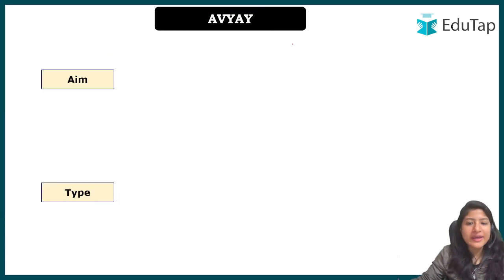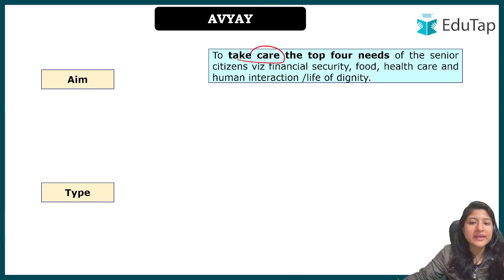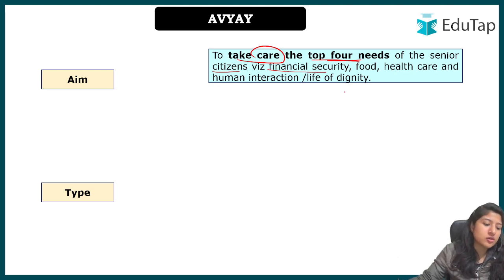So what is the aim? The aim we have already understood, that is to take care. Now if we go into specific detail, it will take care of the top four needs of the senior citizen. Now what could be the top four needs? Of course, to have financial security, right? Once you have become old, once you have crossed that working age, then you want to have some financial security, right? So first is this.